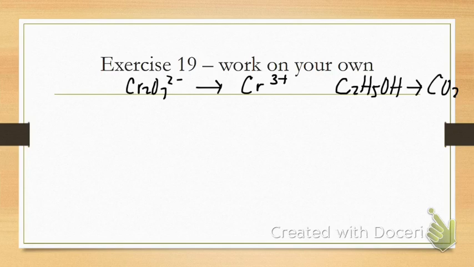And does this say if it's acidic, or does it not say? Okay, so it's either neutral or acidic, so we don't have to do the whole OH- thing. Okay? So let's go ahead and do this half reaction first. Cr2O7 2- yields Cr3+. So what's the first thing I need to do?